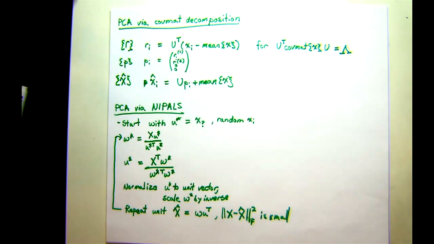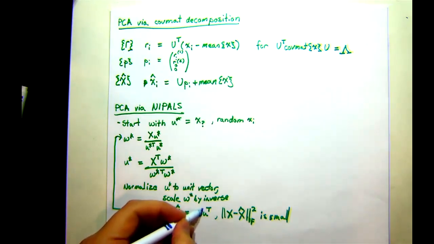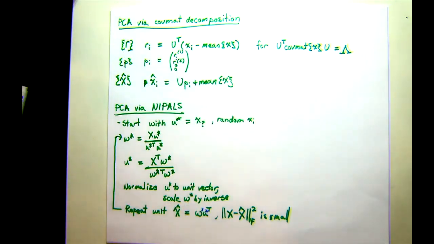Is X hat supposed to be W star U transpose star? Yes, these are the estimated ones. Yeah, that's sort of implied. It's what we come up with in the end.